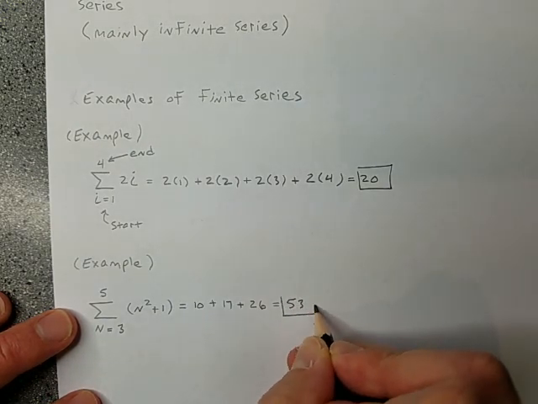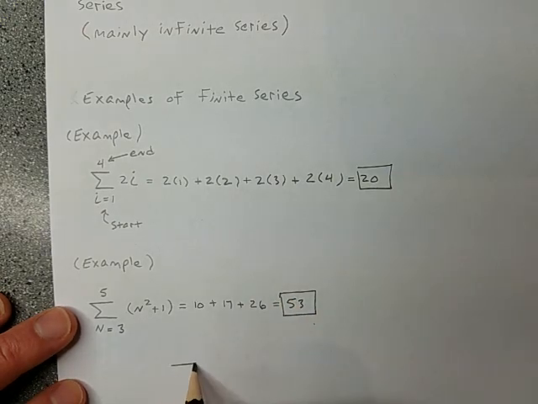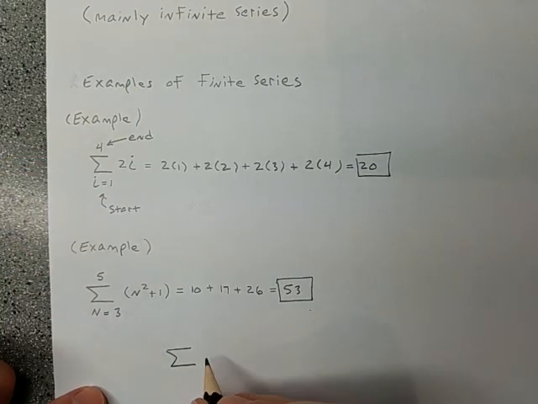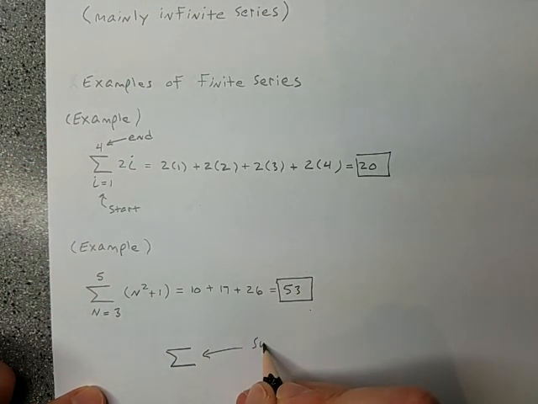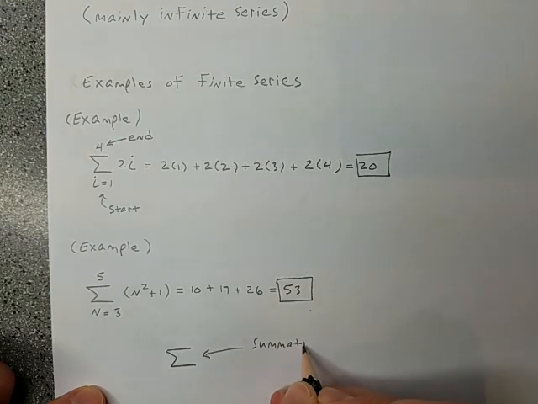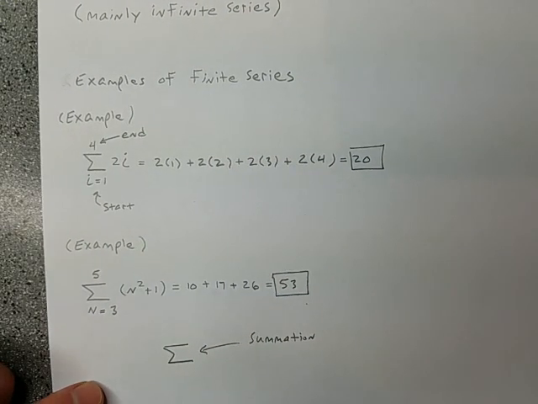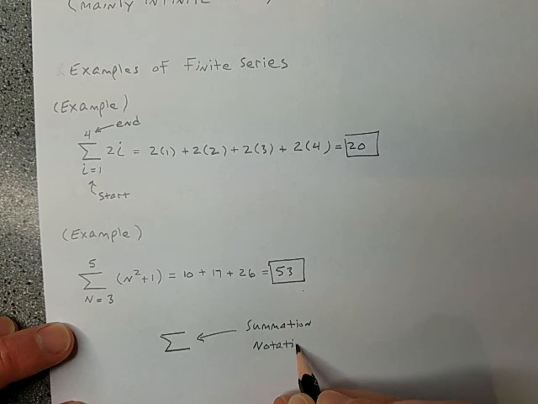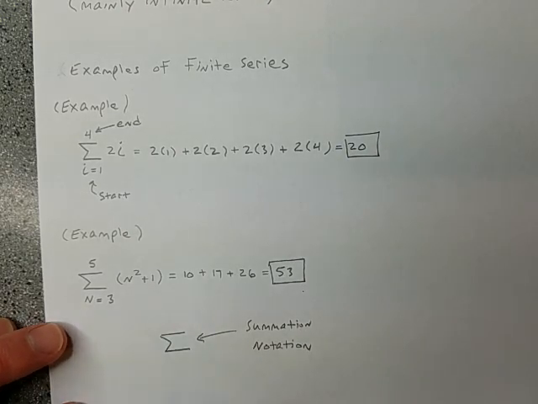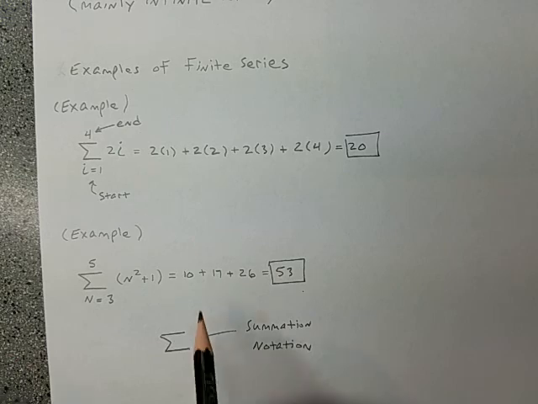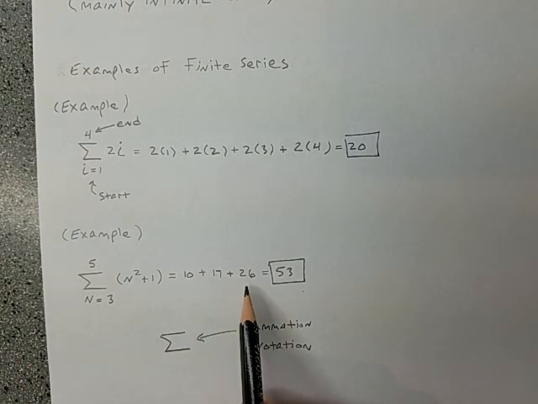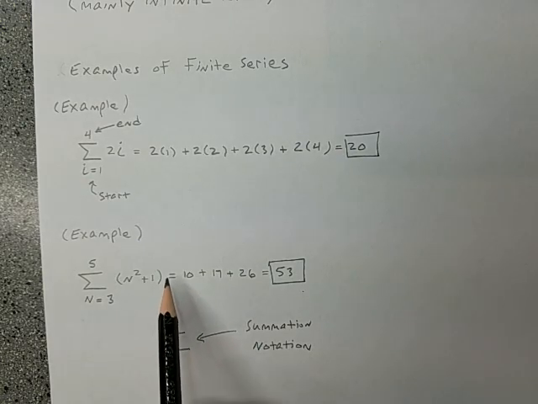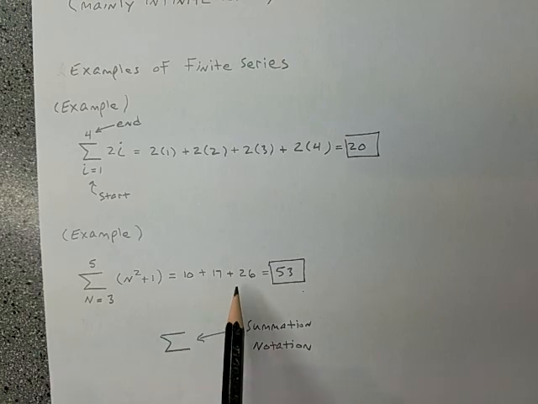Okay. All right, so you probably get the idea. When we use this symbol, as the way that I've showed you with those two examples, that is called summation. Now, sum means add, right? Okay, so summation notation. We don't have to write a series with summation notation. I mean, you could write this series as 10 plus 17 plus 26, or you could write it with the summation notation like this. It definitely looks more intimidating with the summation notation, but that's all it means.